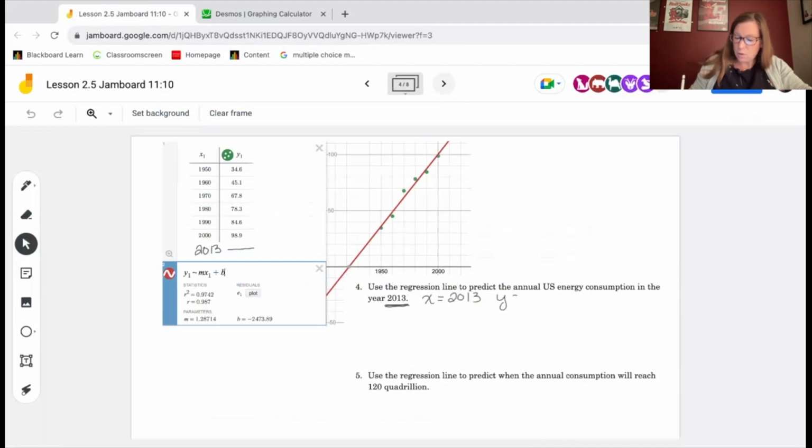We need to find what the y value is that matches that. Well, you could certainly put this in a table and determine this, or we could substitute our value in. So y is 1.287 times 2013, our x value, minus 2,473.89, which I know you all know how to operate a calculator. So we'll get approximately 116.841 quadrillion.